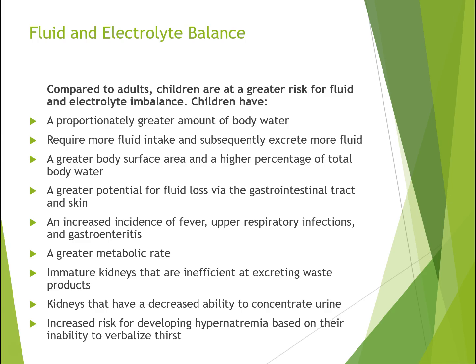They have a higher metabolic rate. They have immature kidneys, so the kidneys are ineffective at excreting some of the waste products. They have a decreased ability to concentrate their urine because, again, the kidneys are immature. And they are at an increased risk of developing hypernatremia based on the inability to verbalize thirst. You know, remember, they're just kids. So a lot of the things that adults are at risk for, children are at a greater risk for. So that's definitely something, if you're going to work with the pediatric population, you need to be aware of.